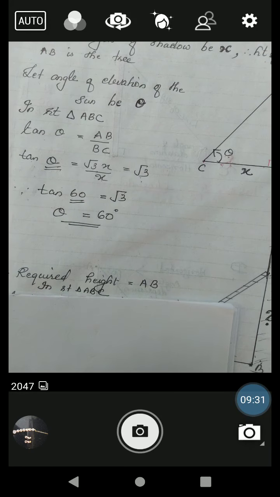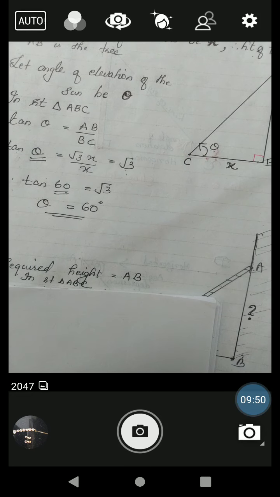Now do the third one. A ladder is placed along a wall such that its upper end is resting against a vertical wall. The foot of the ladder is 2.4 meter from the wall, and the ladder is making an angle of 68 degree with the ground. Find the height up to which the ladder reaches.